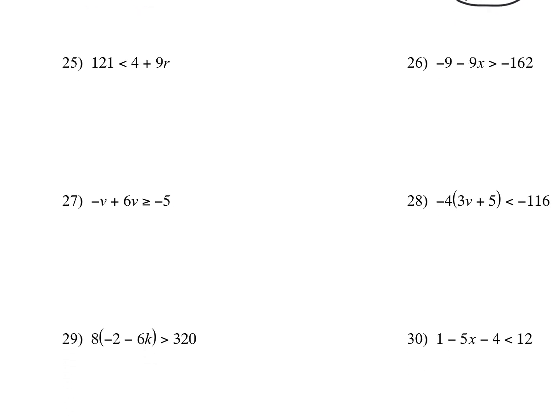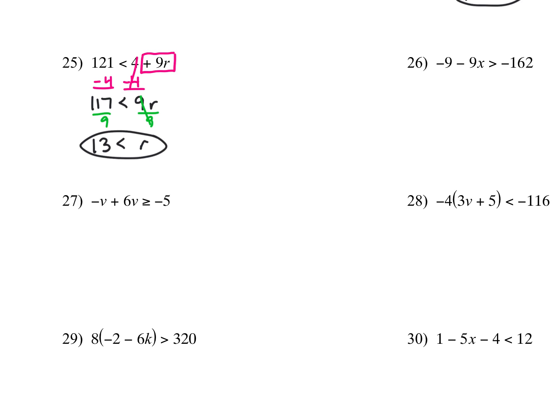Number 25, and box in our term 9r because we want that r term by itself. Going to subtract 4 from both sides of the inequality. We get 117 is less than 9r. And then divide both sides by 9 to get r by itself. And we get 13 is less than r.